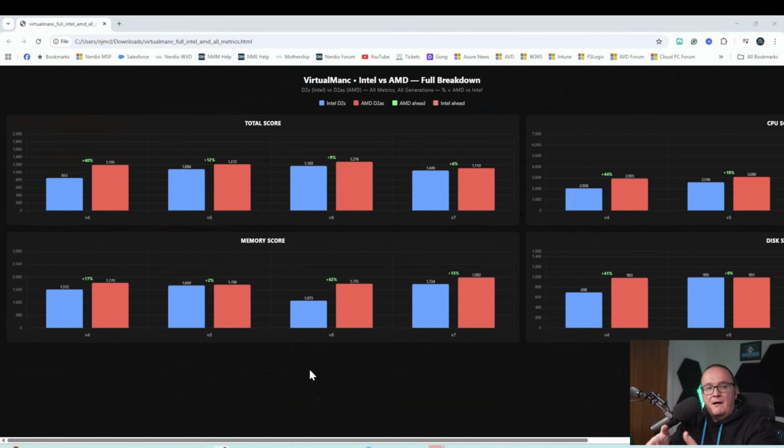Now, big caveat is we couldn't check the V3 VMs because AMD actually retired the V3 SKUs, so I couldn't test any of those. But let me walk through the results now for you. Now, interesting thing straight away is in every single score category, the AMDs were faster. Okay, they weren't slower, they were faster. So I found that very interesting.